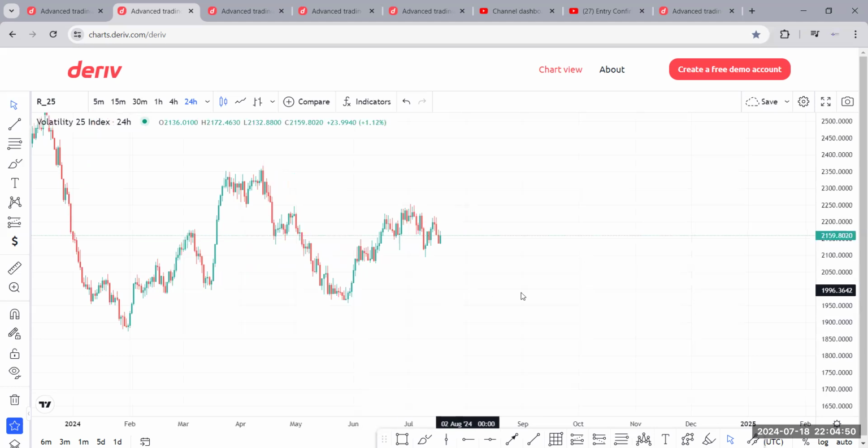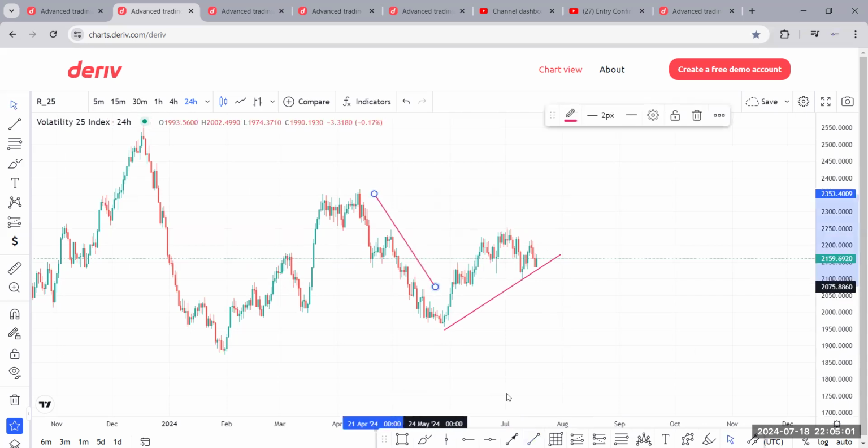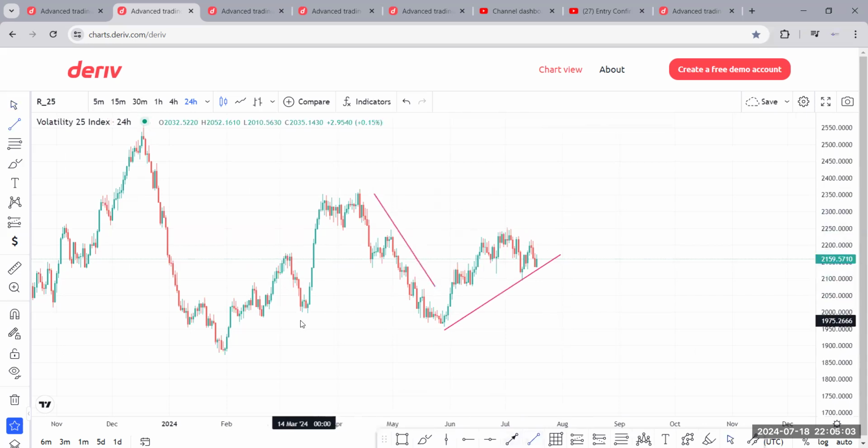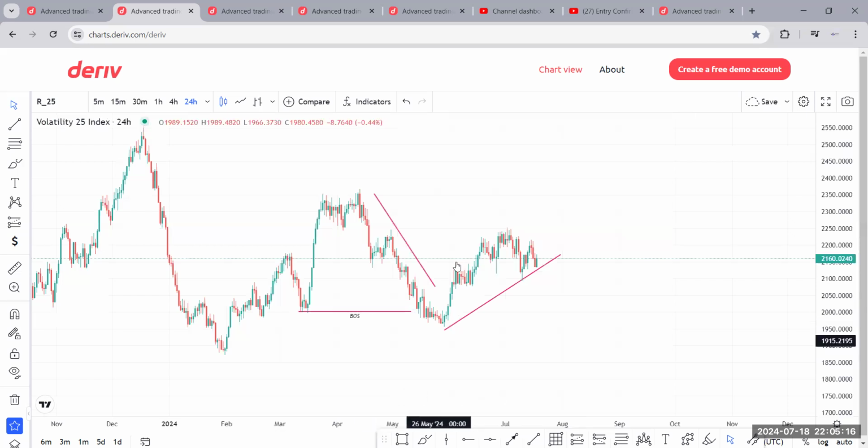All right. So beginning from Vert 25, you can see that the current price action has been bullish. And we had this move to the downside that broke structure. All right, so we have a break of structure here. We had a break of structure and price had to retrace back into the range.